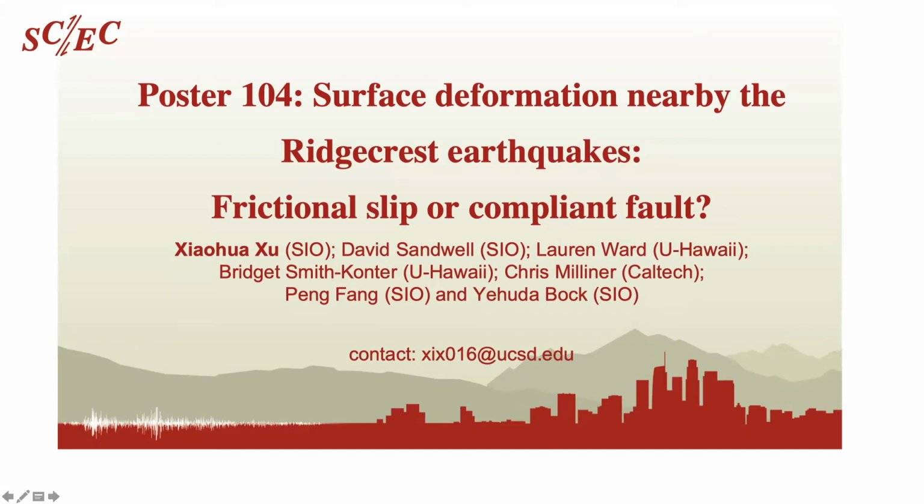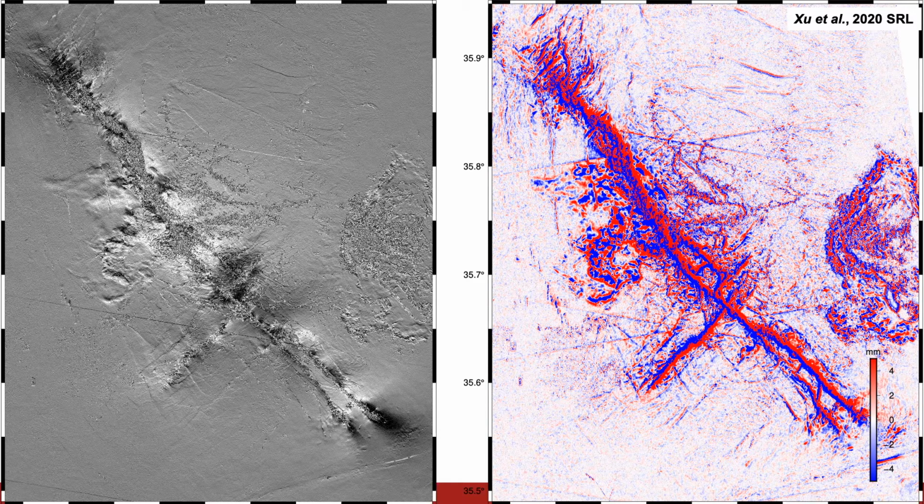We'll be looking at surface deformation nearby the Ridgecrest earthquakes: frictional slip or compliant fault. The left-hand side is the stacked in-surface gradient maps. There are many places with sharp features in the map. These sharp features are indicating strain concentration. Here we call the linear concentrations we saw the surface fractures.